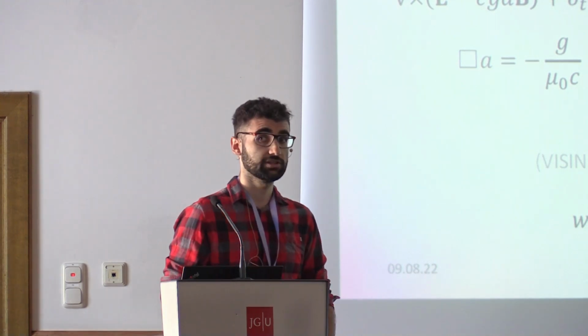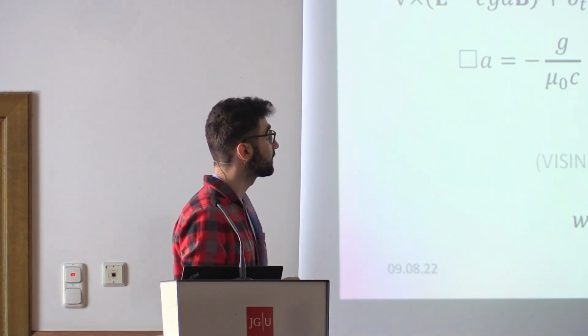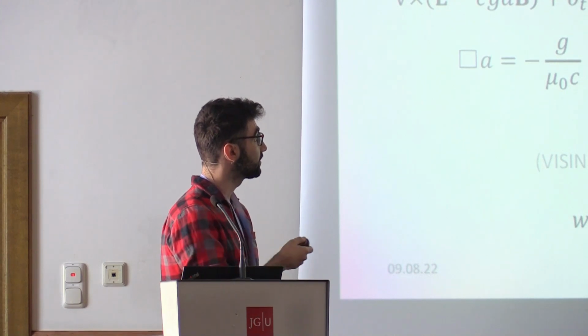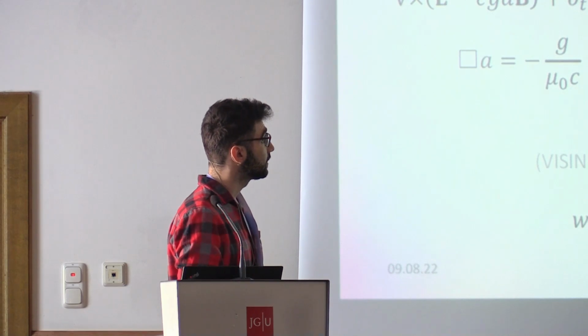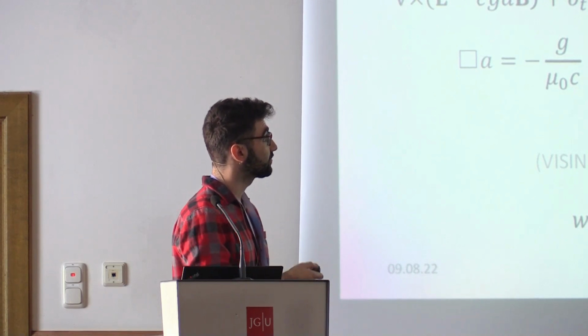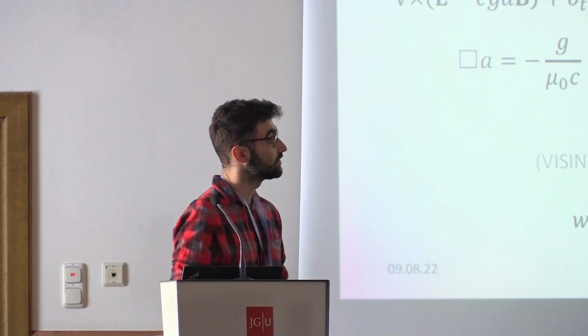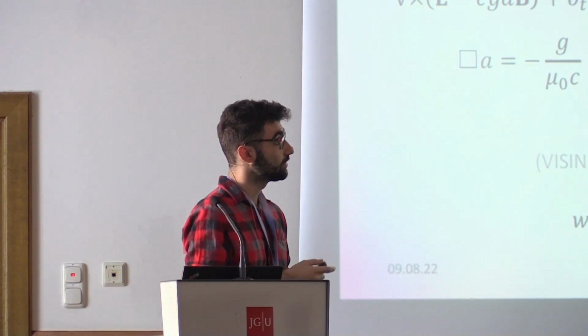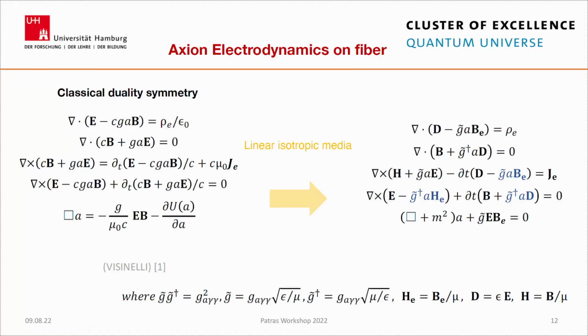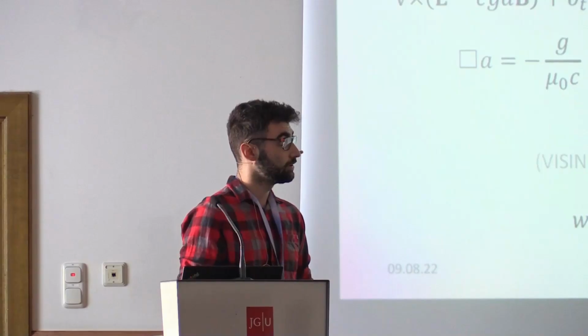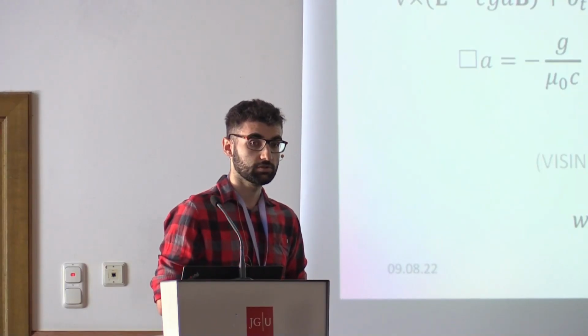So we have to choose a certain angle such that the magnetic sources are zero. When introducing the axion-like term, as we can observe here, new axion-field-proportional terms arise. If we focus on linear isotropic media, then in terms of the D, B, H, and E fields, the additional terms are marked in blue.